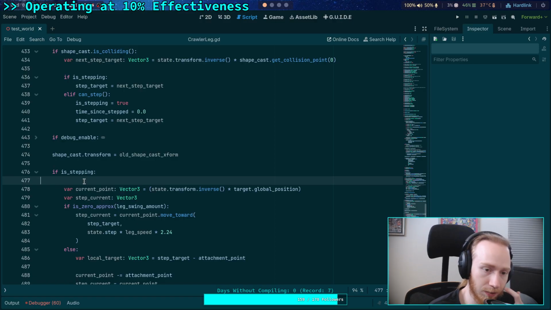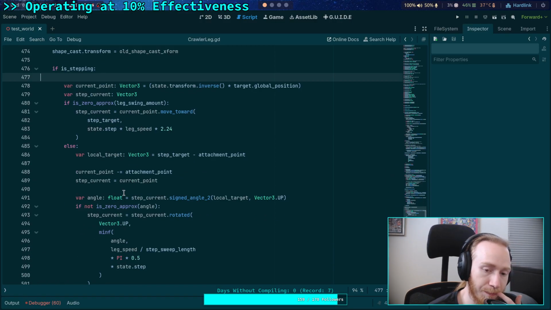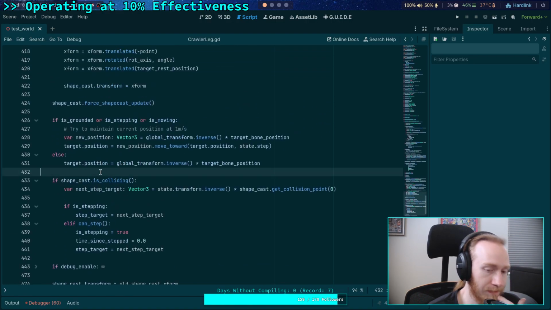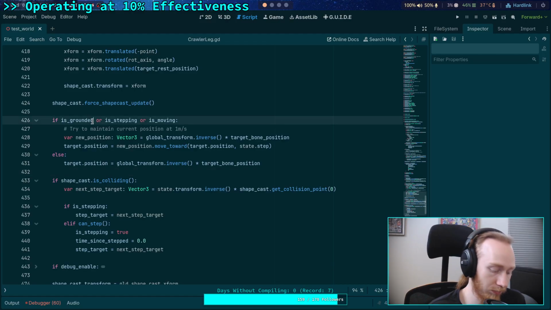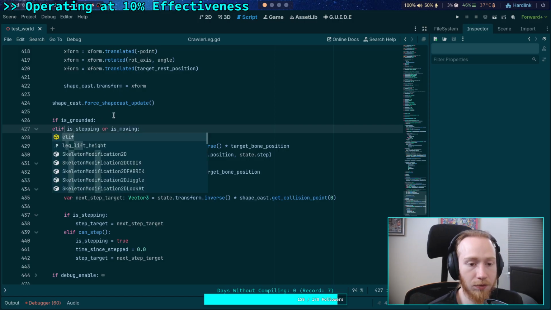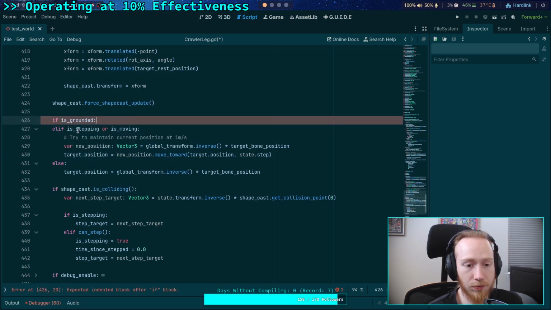Okay, so I realize what that's doing. I think what I mean to say is that if I'm grounded, I want to stay at that global point. Otherwise, if I'm stepping or moving, I want to stay at where I've told it to go. I'll do this first because I would like grounded to take over for that.